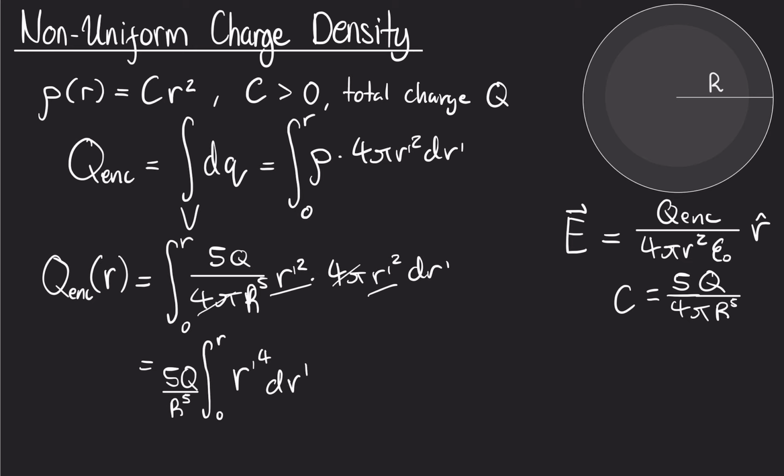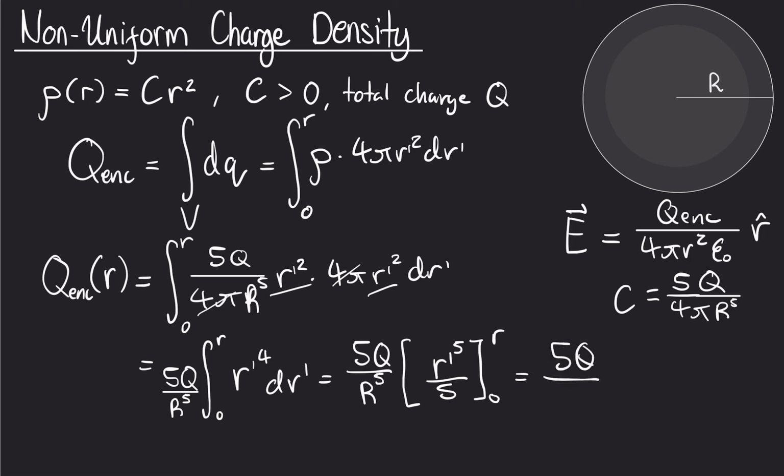And this is very similar to what we just solved. And so let's go through it anyway, just to be precise. So we have this. And now when we integrate this, we're evaluating R prime to the 5th over 5 from 0 to R. And of course, this gives us 5Q over 4 pi R to the 5th, but we have a 5 here as well, so these cancel, times R to the 5th, there we go. So if we want to be very clean, we can say this is equal to Q times R to the 5th over big R to the 5th.